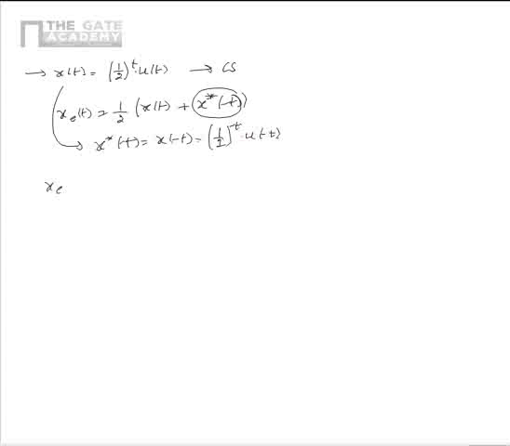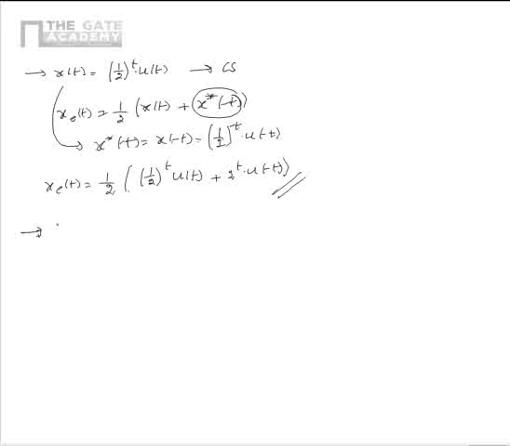So the conjugate symmetric part of the signal, xe of t, is equal to half multiplied by x of t, which is 1 by 2 whole power t u of t, plus 2 power t u of minus t. So the obtained xe of t is the conjugate symmetric part of the given signal.